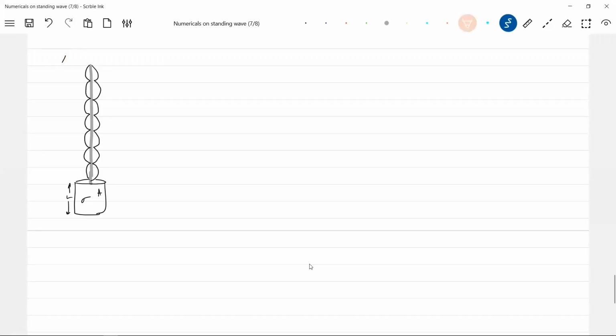Who will make it vibrate? It's a tuning fork only. For our understanding purpose, I'm showing it like this. The same tuning fork now, what will excite this? So I'll immerse this in a liquid. This cylinder I'll immerse in a liquid.